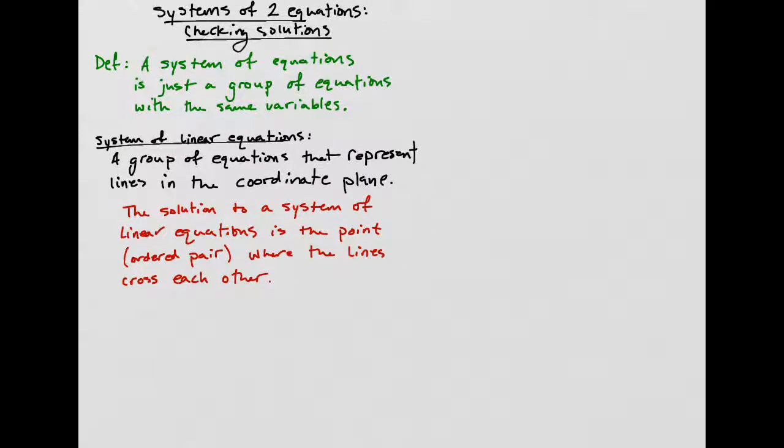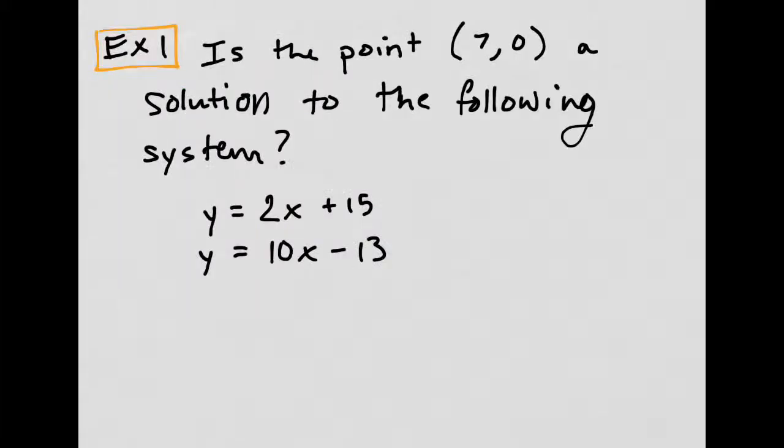Now that we got that all out of the way, let's do an example. Example 1. Is the point (7, 0) a solution to the following system? And then we have the system right here. Well, how do we do this? Is it a solution? Well, we have to check. This is our x value. This is our y value. So we have to check in both equations.